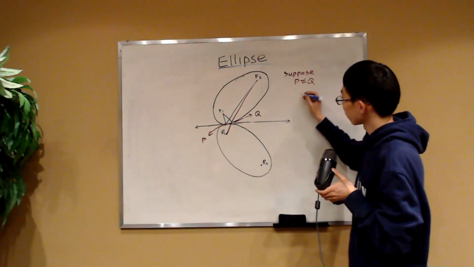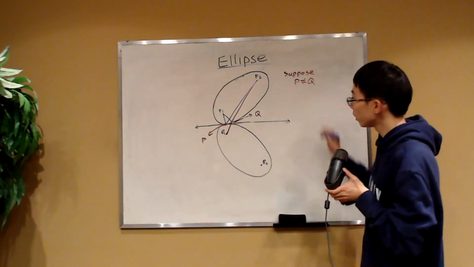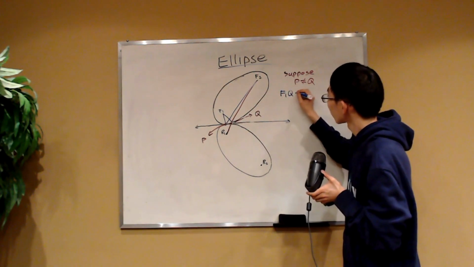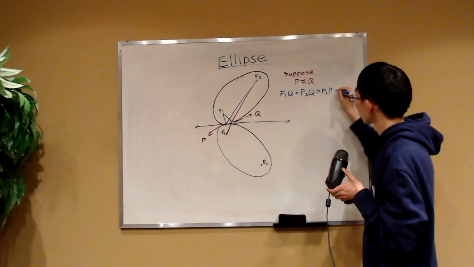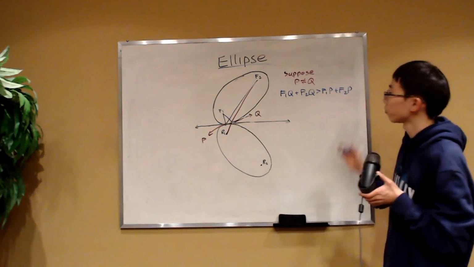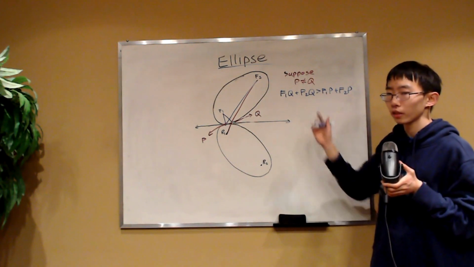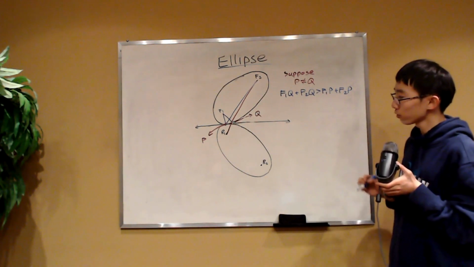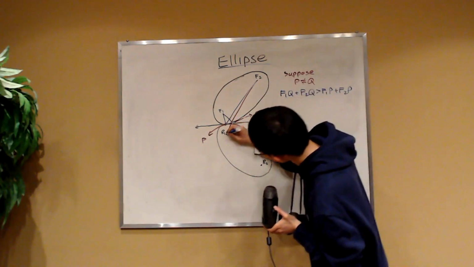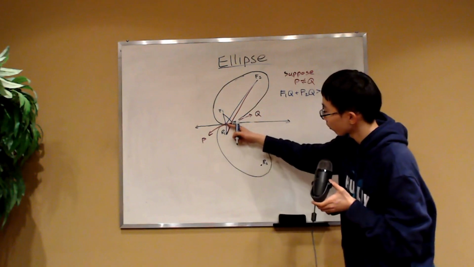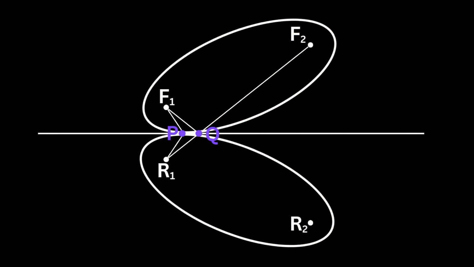We know that because Q is outside of the ellipse, F1Q plus F2Q is greater than F1P plus F2P. Again, because P is on the ellipse and Q is outside the ellipse. Okay, that's cool. Now, observe that F1Q is equal to R1Q, because they're just reflections of each other.